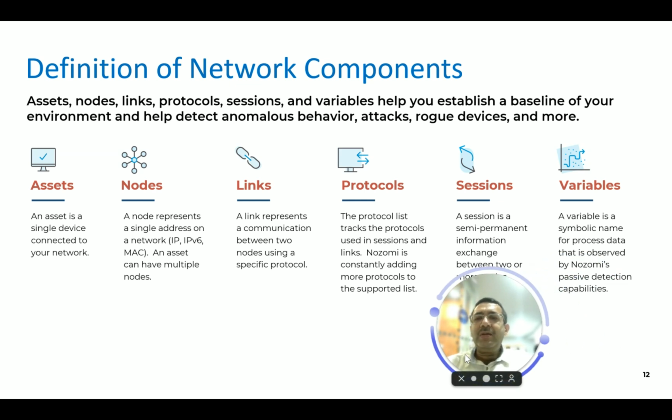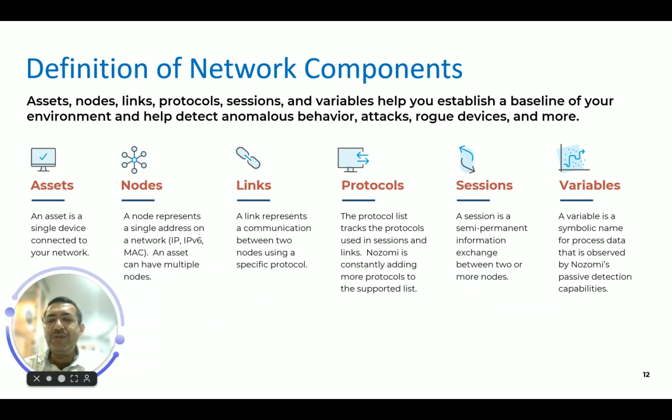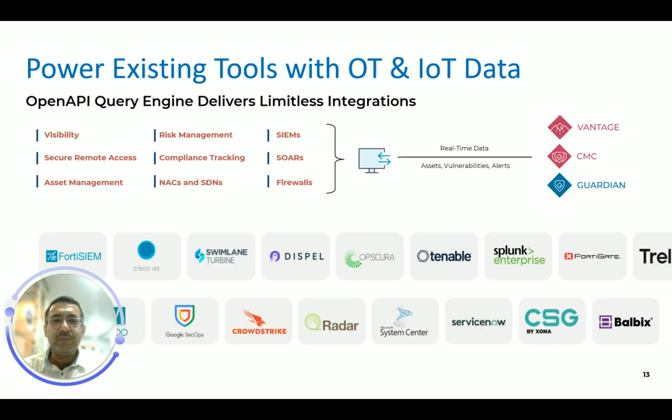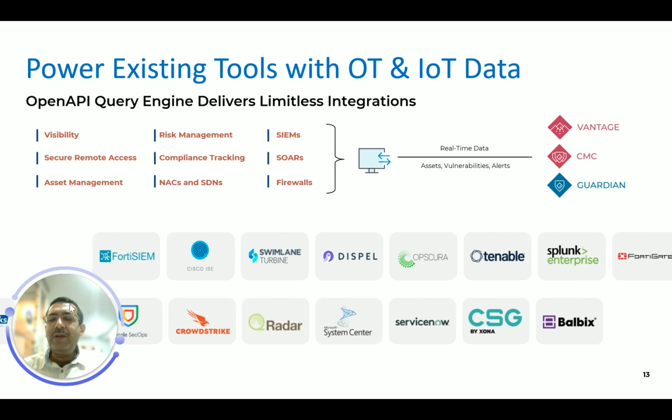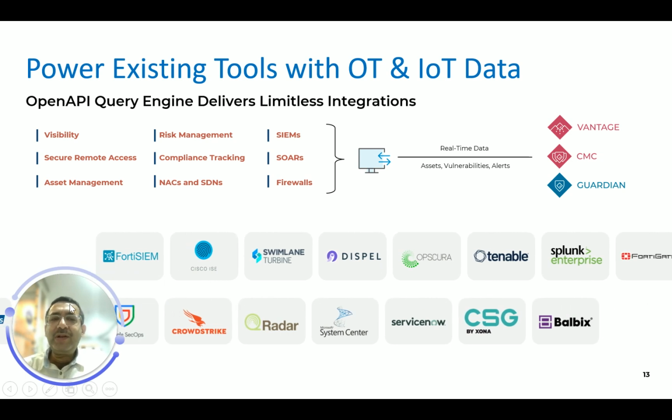So these are the building blocks: different kinds of assets, different nodes, and how we are monitoring the links, protocols, sessions, and different variables. Using this solution on the entire landscape, we are able to monitor end to end. These are the ones we have already detected in the IDS, in the Vantage and CMC, and Guardian kind of controls.